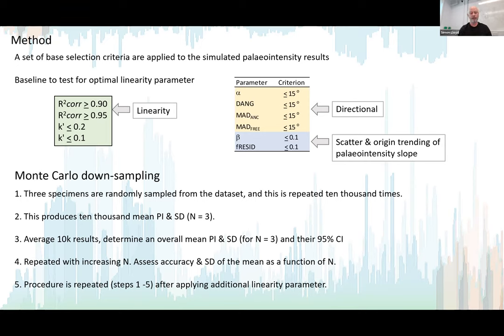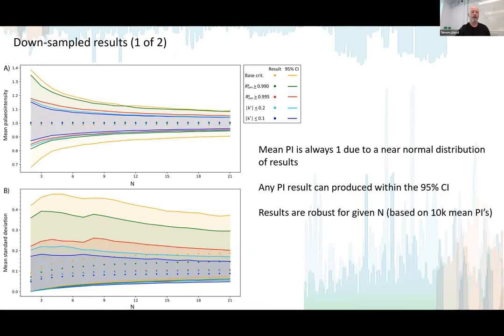We would then repeat this process with increasing N. So next we would randomly sample 4 specimens 10,000 times, then 5 specimens, etc. And this allowed us to assess the accuracy and the standard deviation of the mean as a function of N. We then repeated this procedure after applying each additional linearity parameter. So we did 1 run of Monte Carlo downsampling with just the base selection criteria, and then 4 more runs with each linearity parameter. And the results look like this.